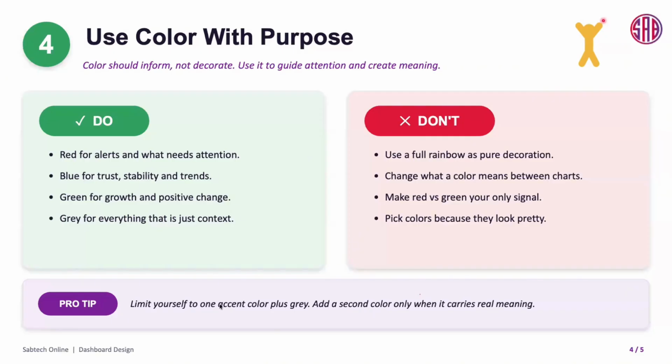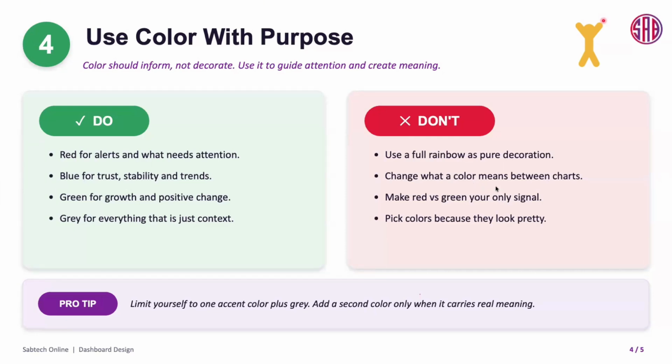Here the pro tip is limit yourself to one accent color. Accent color is if you have chosen a blue, use a dark blue and somehow a lighter blue like that. That's what they mean here, such that the report becomes uniform. Don't use a full rainbow as pure decoration. We always want things to look fancy, but you're killing the context.